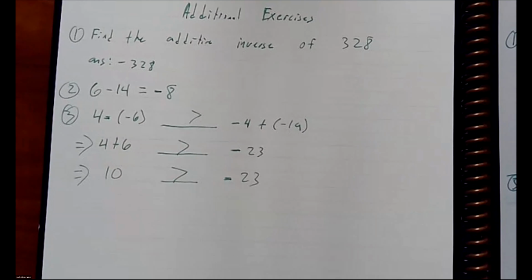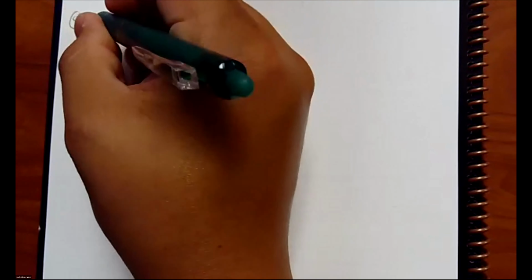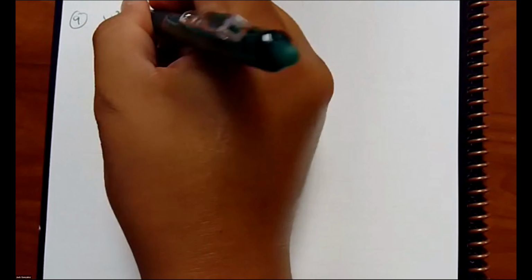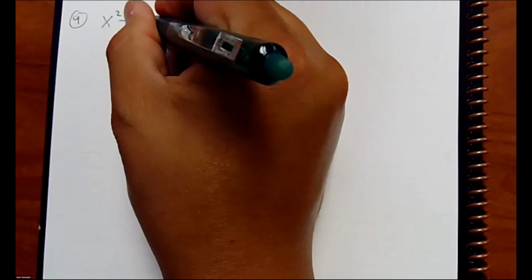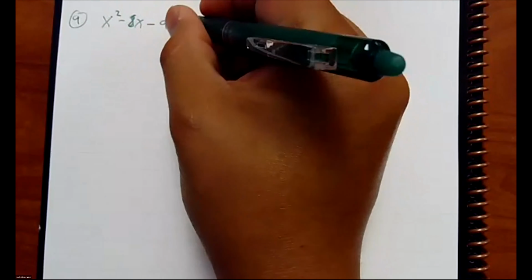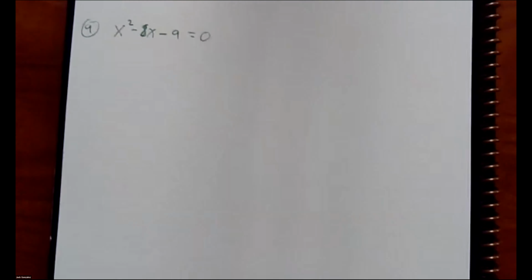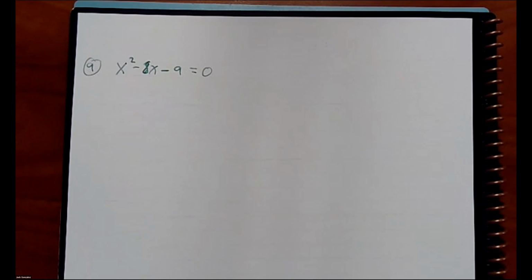This is number 9 on your homework. It says solve by completing the square. Now, technically you can use different methods, right? You don't have to use that, but if they tell you to use a specific method on an exam, then that's what they want. Okay, so complete the square.